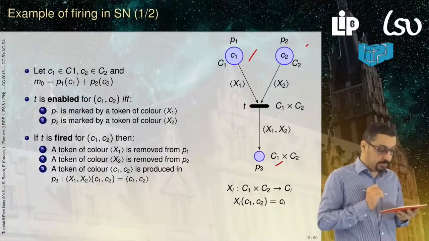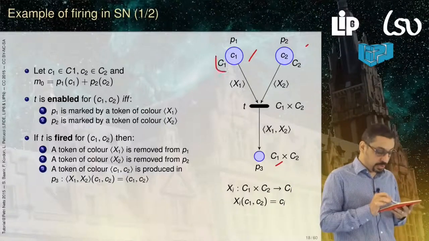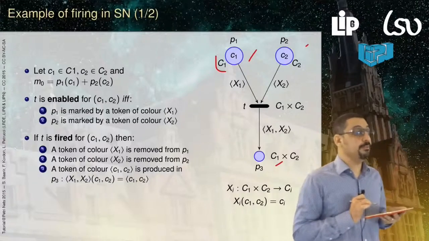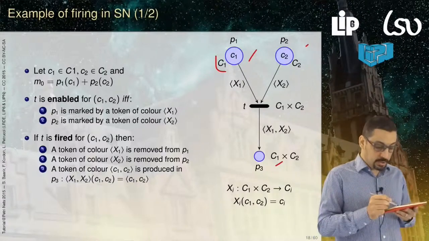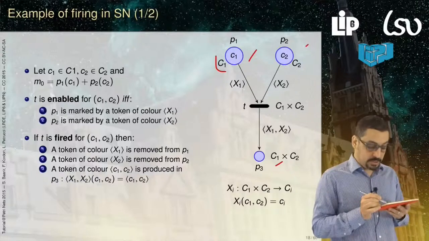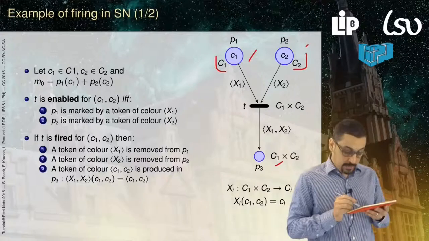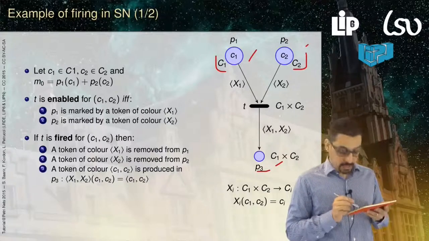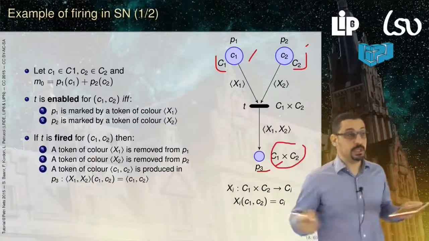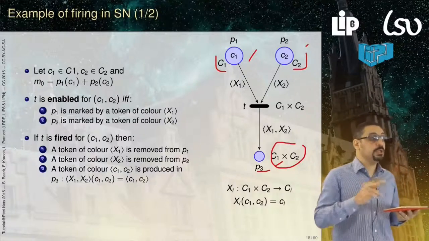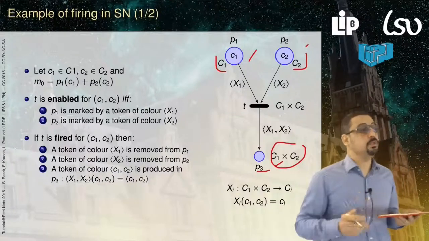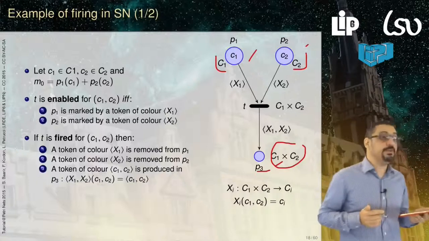For example, the place P1 is associated to the color domain that I called here C1. The place P2 is associated to the class, or the color domain, C2 here. And the color domain of P3 is the Cartesian product between the classes C1 and C2, which are non-empty finite classes.